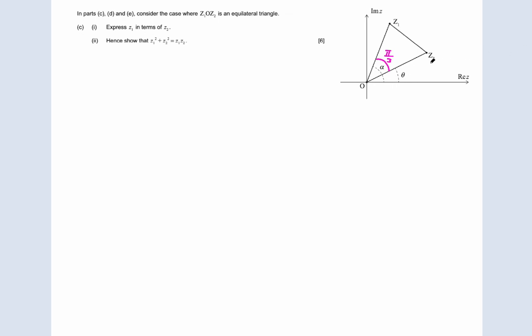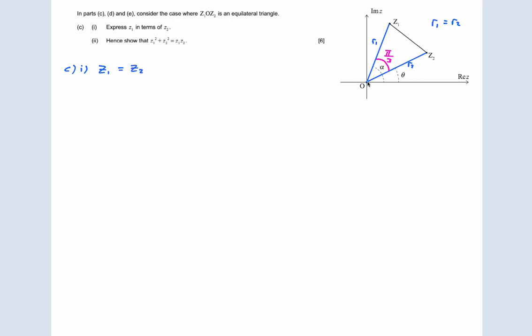And these two distances are the same. This is R2 and this is R1, but R1 now has to equal R2. So R1 equals R2. Okay, it says, first, express Z1 in terms of Z2. Okay, so Z1 is this guy here.